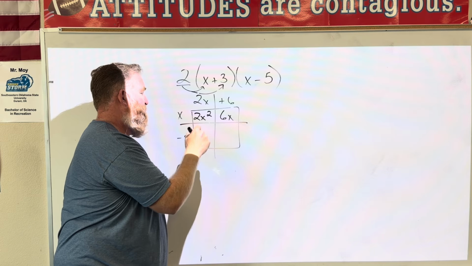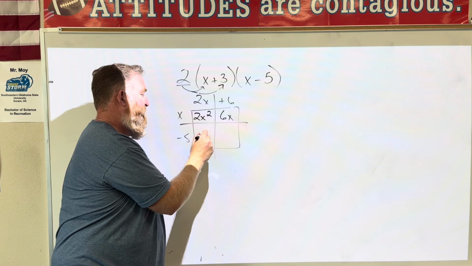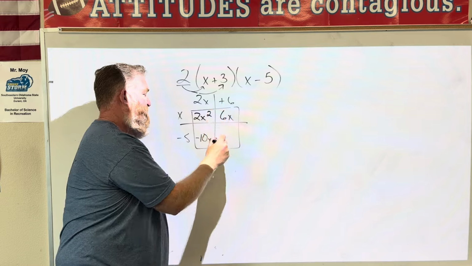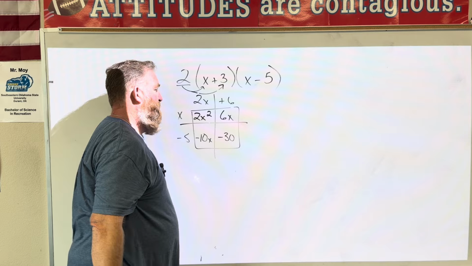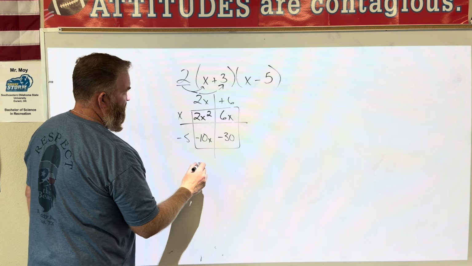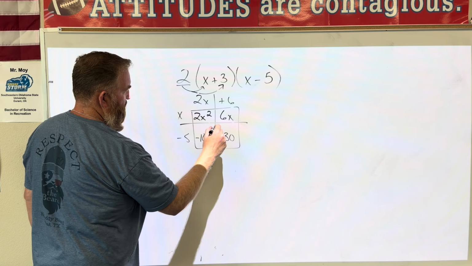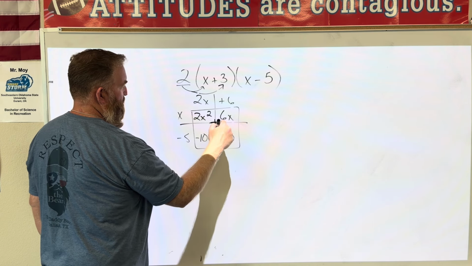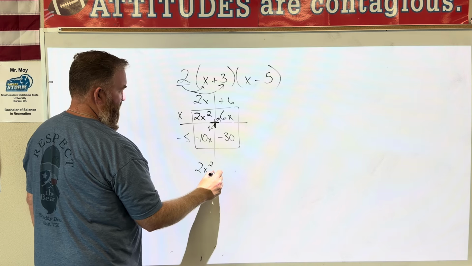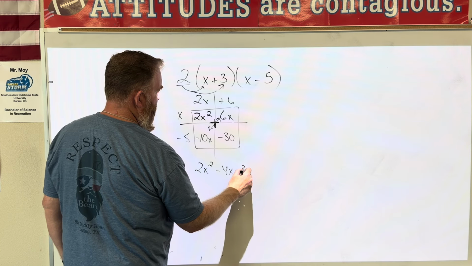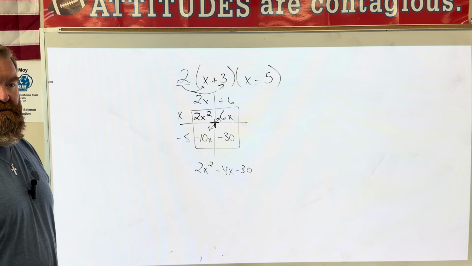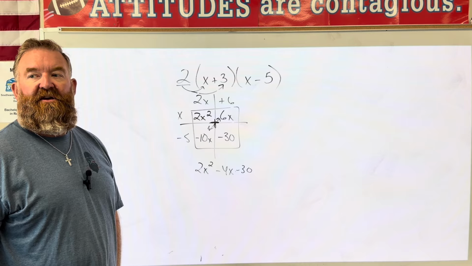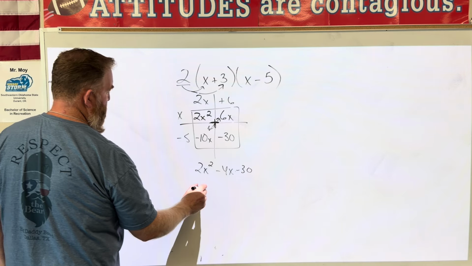What's negative 5 times 2? Negative 10, and then there's an x, and then negative 5 times 6 is negative 30, right? So that would be 2x squared. You add these together, negative 4x, and negative 30. Okay, everybody good? You will have an option that looks like this.